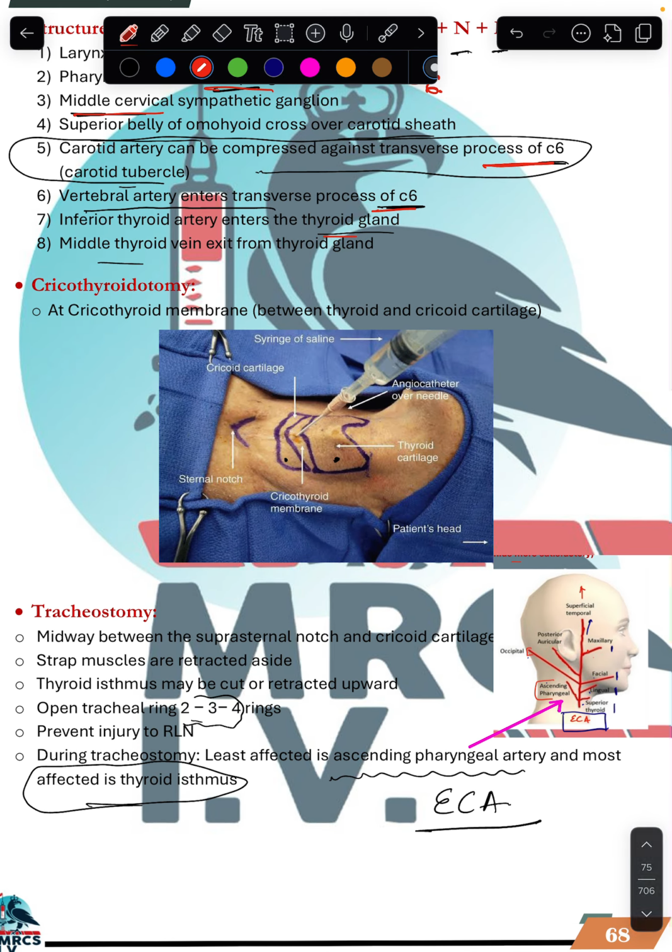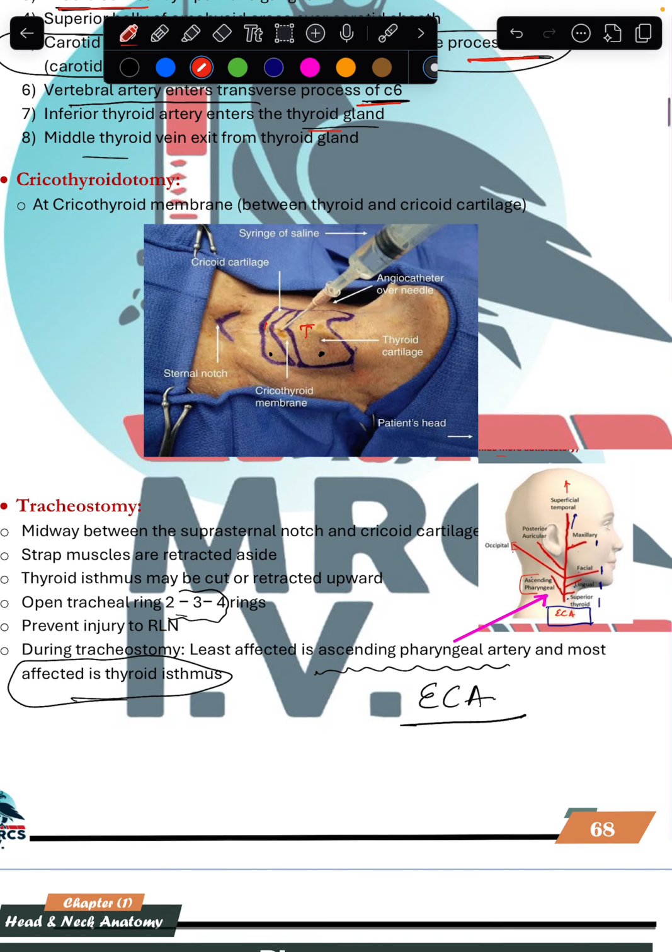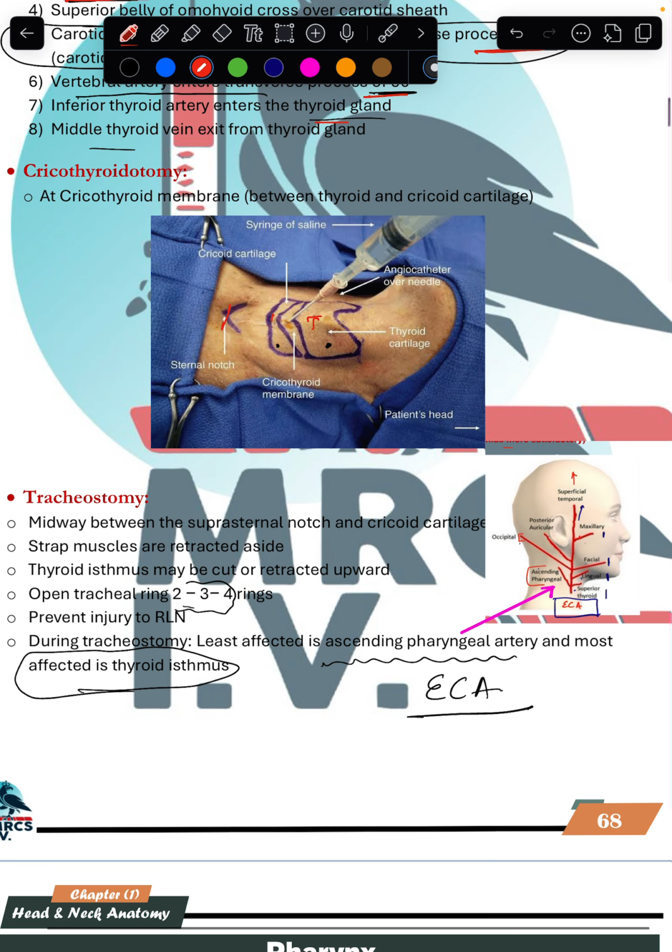Cricothyroidotomy. This is the most common question which is asked. It is done in the cricothyroid membrane between the thyroid cartilage and cricoid cartilage. In an emergency, you just go through this: this is thyroid cartilage, this is cricoid cartilage, and in between the two there is the cricothyroid membrane. Definitive tracheostomy is done midway between the suprasternal notch and the cricoid cartilage. This is cricoid cartilage, lowermost. In between, at the center of this, definitive tracheostomy is to be done. And this is just for emergency.